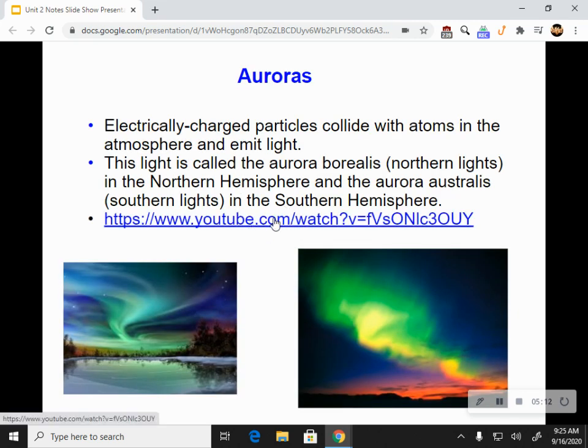And I highly suggest looking at this because they are very cool to look at. I think in the 90s, the particles were lit up enough to where you could see it close to here, like in northern Missouri. But you have to live closer to the poles in order to be able to see these aurora borealis and aurora australis, which is the southern hemisphere.